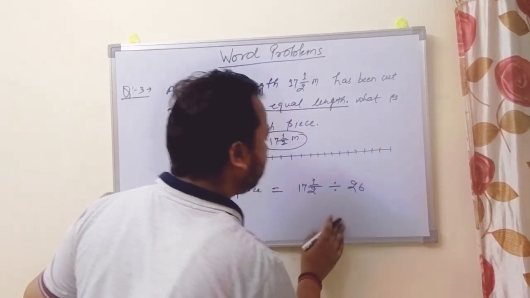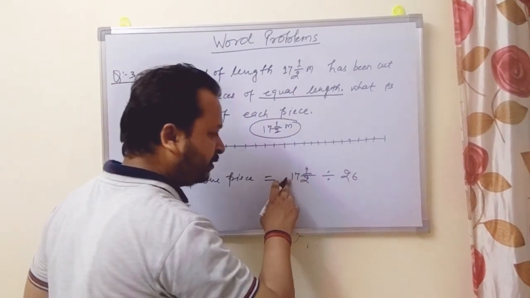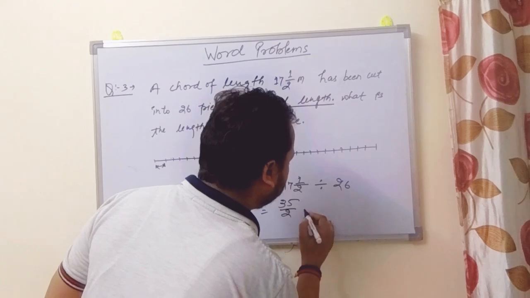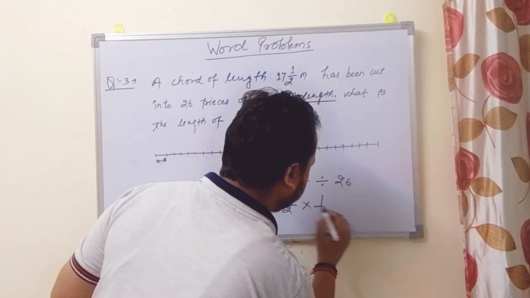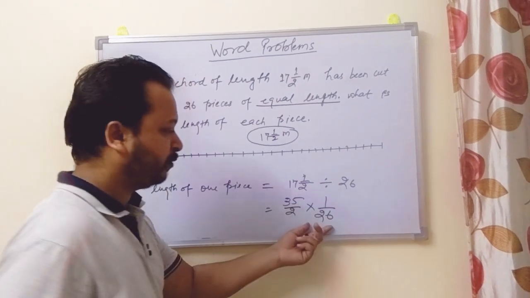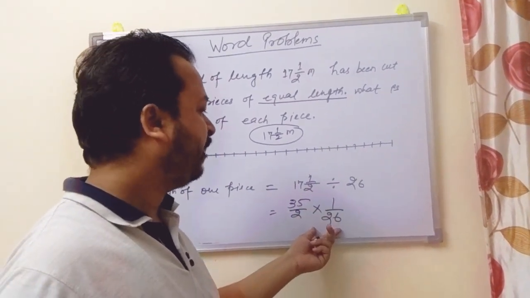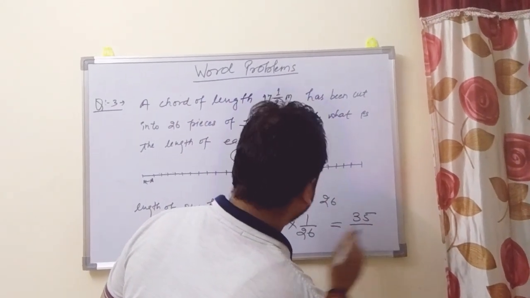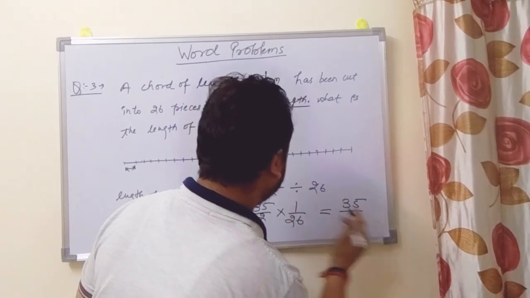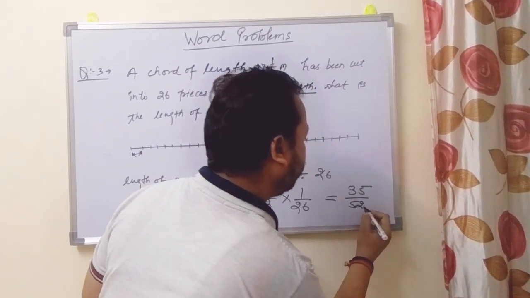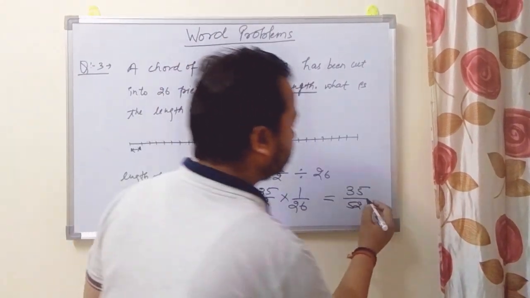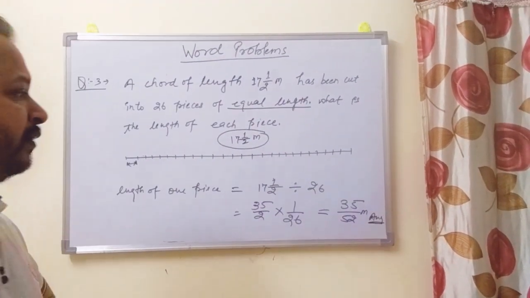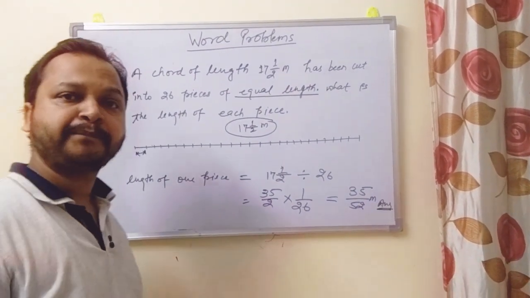divided by 26, right? 17 times 2 is 34, plus 1 is 35, so 35 by 2, and if you convert it, it becomes 1 by 26, right? So 35 by 26, 2 times 26 is 52. So this is your answer.